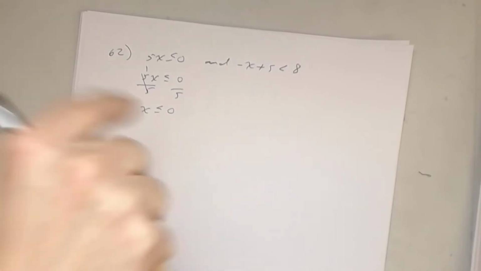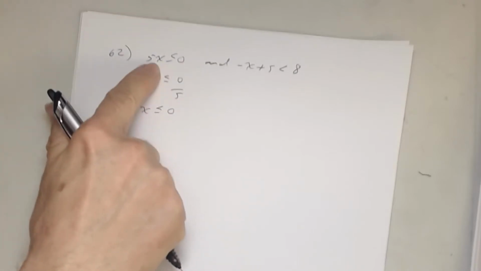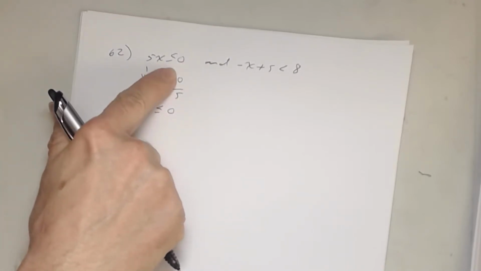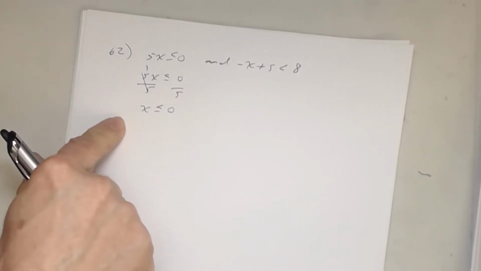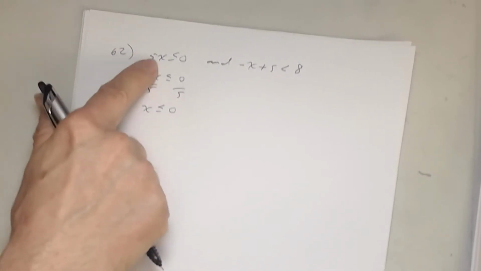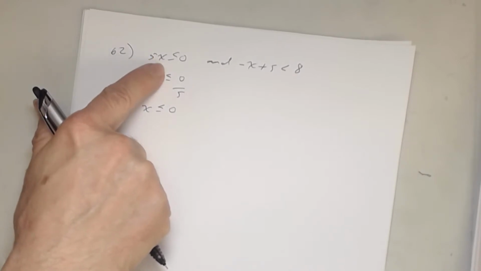And it kind of makes sense because if you pick a number that's not less than or equal to 0, let's say 3, what's 5 times 3? Is 15 less than or equal to 0? No. But any number that's less than or equal to 0 does work. So let's say negative 7. What's 5 times negative 7? Negative 35 is less than or equal to 0.